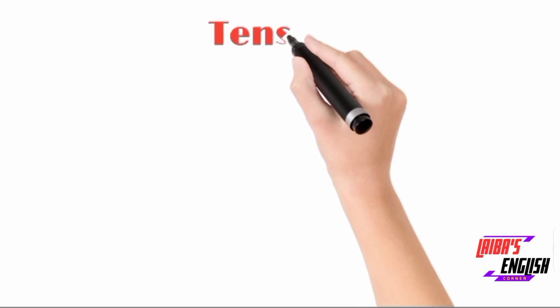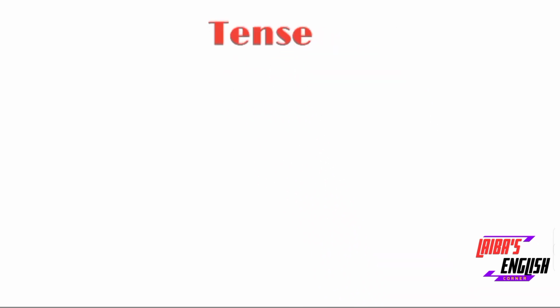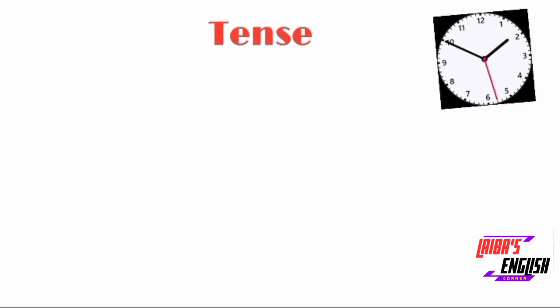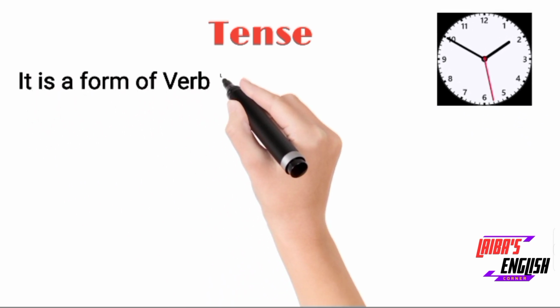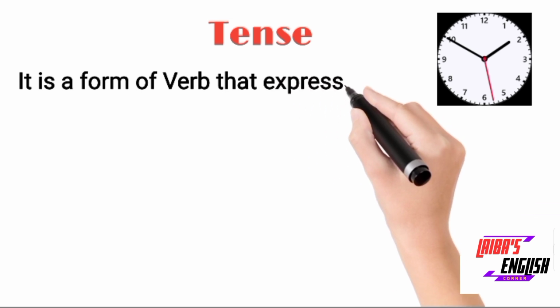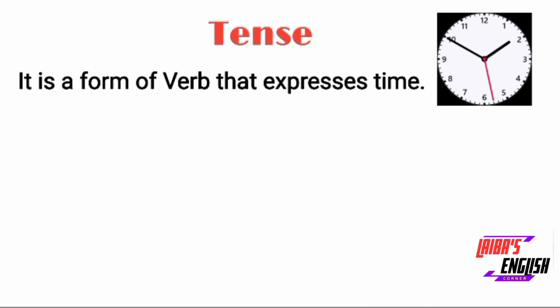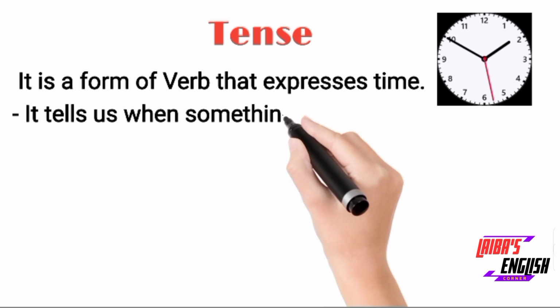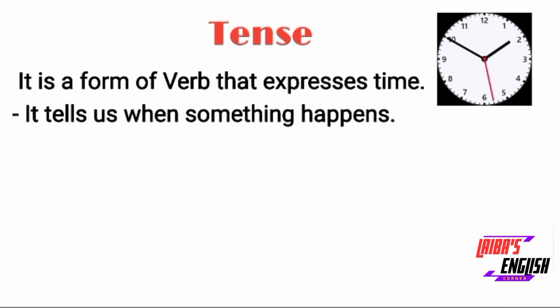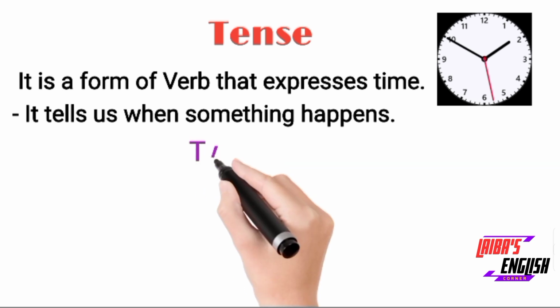We will start from the very basic: what is tense? Basically, tense shows us time, for example, when the thing occurs. If we see the proper definition of tense, it is a form of verb that expresses time. It shows us when an event occurs or when something happens. For example, it shows us that the work is happening now, or it happened in the past, or it will happen in the future.